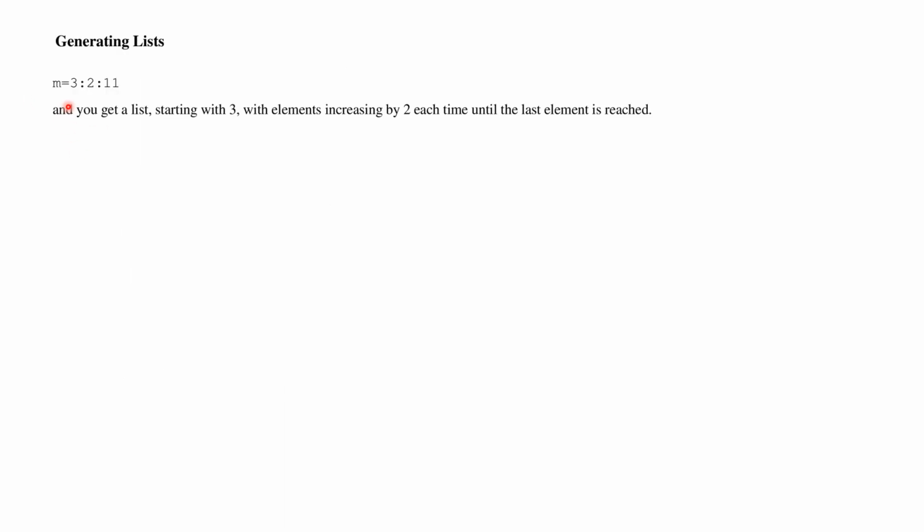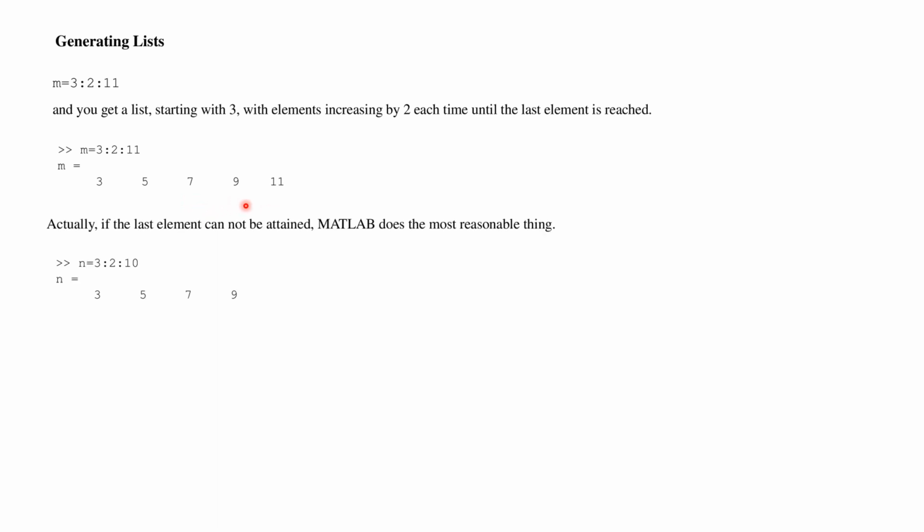We generate lists in MATLAB with this syntax. So you tell it the list M, which is a one-dimensional vector, is going to start at 3 and go in jumps of 2 until you get to 11. And it'll do just that. Start with 3, jump by 2, jump by 2, jump by 2, jump by 2. If now you tell it the same command over here, but you tell it up to 10, it'll do the most reasonable thing. It'll go as far as it can. So it gets up to 9 over here. The next jump would be to 11, but you told it to stop at 10, so it will stop at 9.